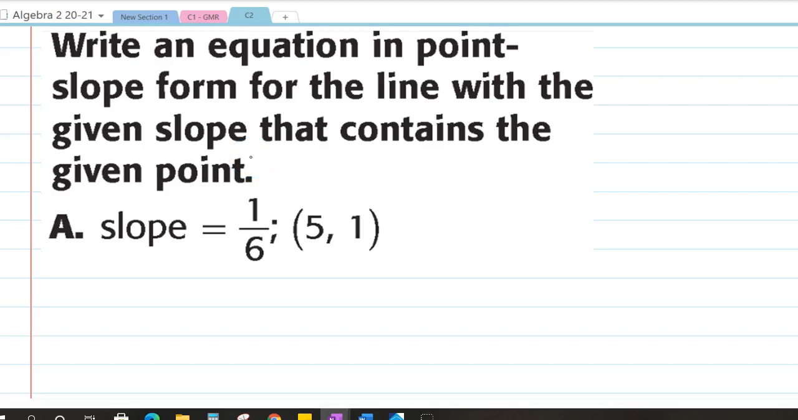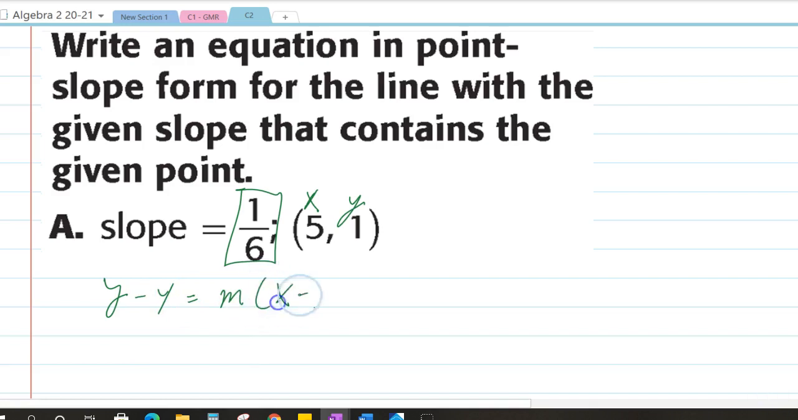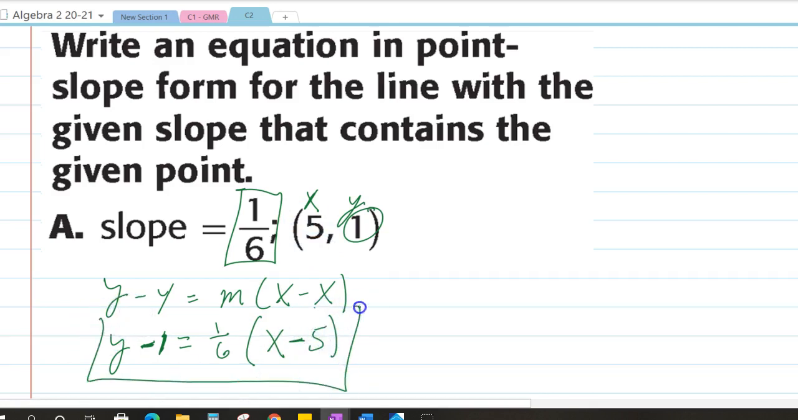The instructions here are to write an equation in point-slope form for the line with the given slope that contains the given point. So they gave me the slope right here, and they gave me an x value and a y value. Point slope is y minus y1 is equal to m times x minus x1. So that gives me y minus, the y value was a positive 1, so now he becomes a negative 1, equals m is 1/6, parenthesis, x minus, that was a positive 5, now he is a negative 5. We leave the answer just like that.